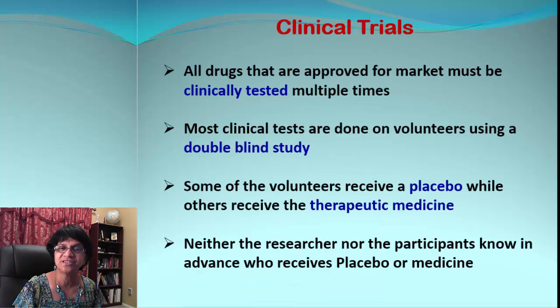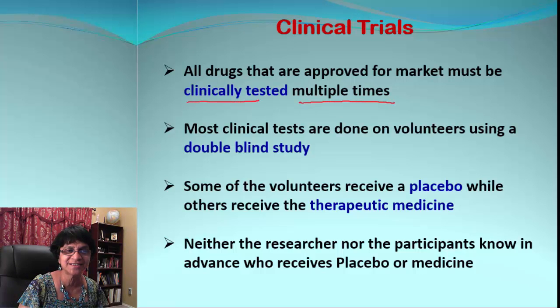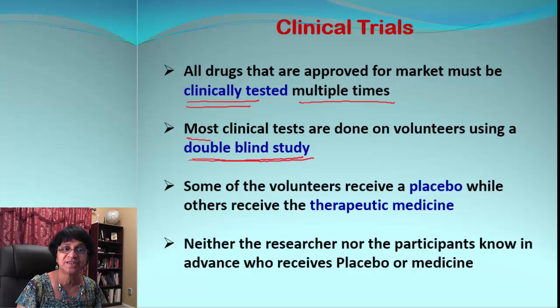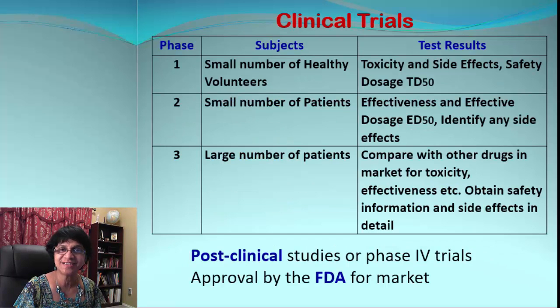Now, how do the clinical tests really work? We must perform clinical testing multiple times in order for us to get reliable data and to get it approved. Also, most of the time, the clinical tests are done with a double-blind study in which the researcher as well as the patients do not know if they're getting real drug or a placebo. So here is the snapshot of phase trials.